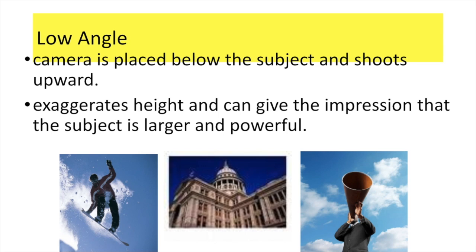Then we have low angle. The camera is placed below the subject matter and shoots upward. This exaggerates heights and can give the impression that the subject is larger and powerful. So if you look at the sports photo, you'll see that we're lower than our subject. We're pointing up towards him. He looks larger or more powerful, or like an action. If you look at this picture of what looks like a government building, it looks more powerful when you shoot it from this angle, as opposed to maybe eye level or straight angle. And then the same thing with the megaphone.